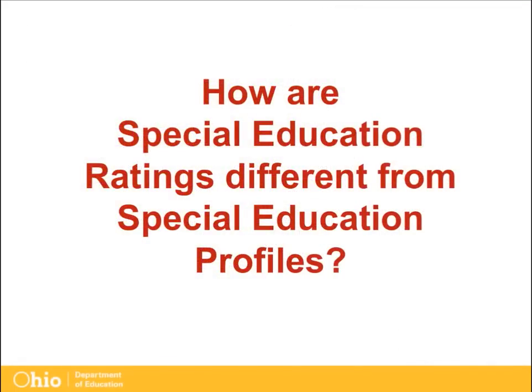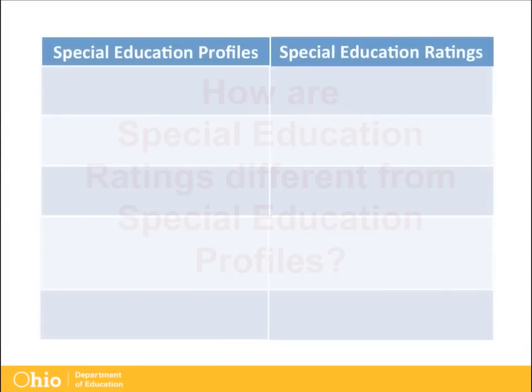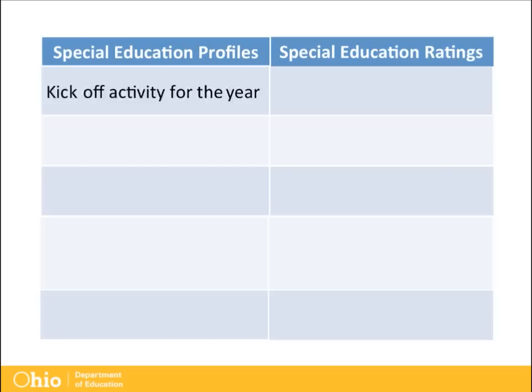Let's talk a bit about how special education ratings are different from special education profiles. Special education profiles and special education ratings are Ohio's two primary special education accountability initiatives. The department issues these to every district every year. It is often helpful to examine the primary differences between the profiles and the ratings. Special education profiles represent the kickoff activity for the year, and districts typically receive them in early November. Special education ratings are the culminating activity for the year, and districts typically receive them in late June.